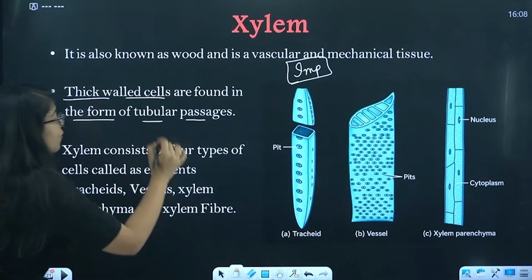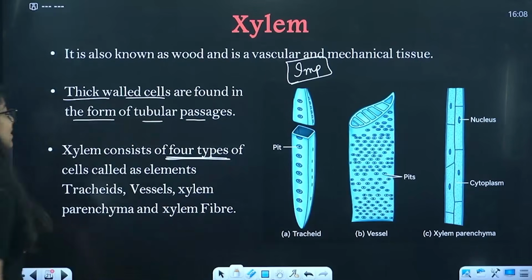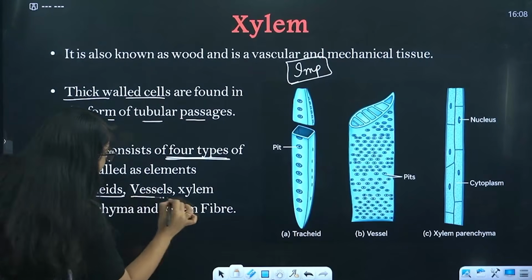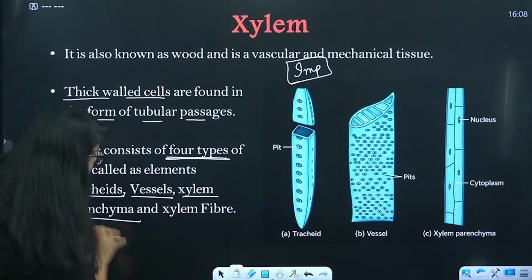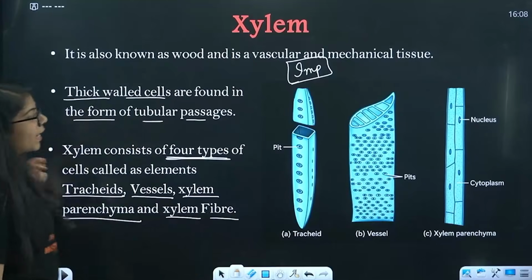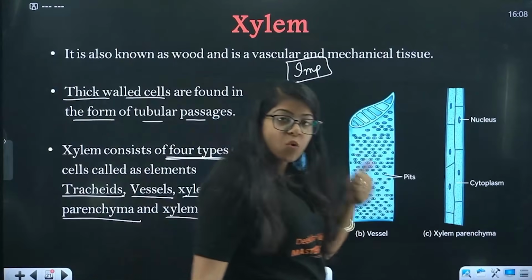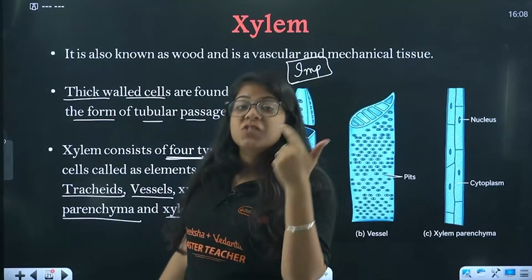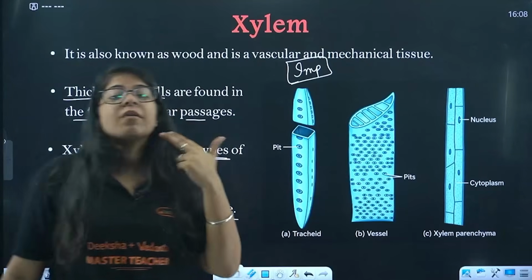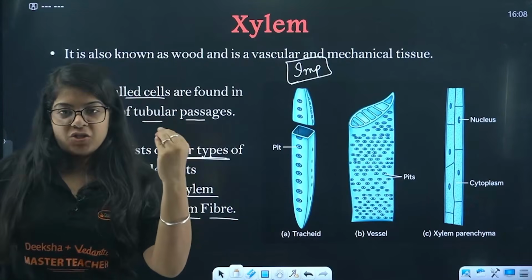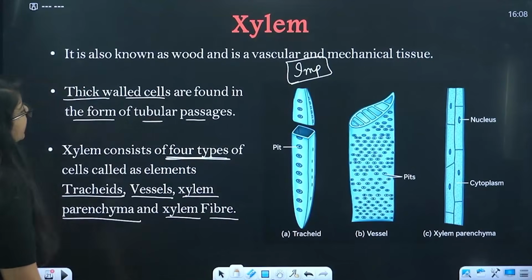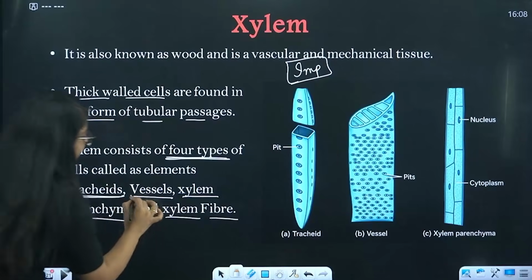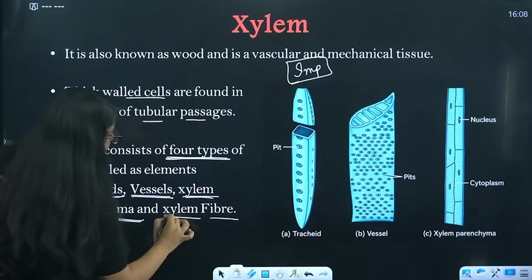Now, xylem consists of 4 types of cells, which are called elements: tracheids, vessels, xylem parenchyma, and xylem fiber. Xylem transports water from the roots to the other parts of the plants. It has thick walls in the form of tubular passages. So it has 4 types of cells: tracheids, vessels, xylem parenchyma, and xylem fiber.